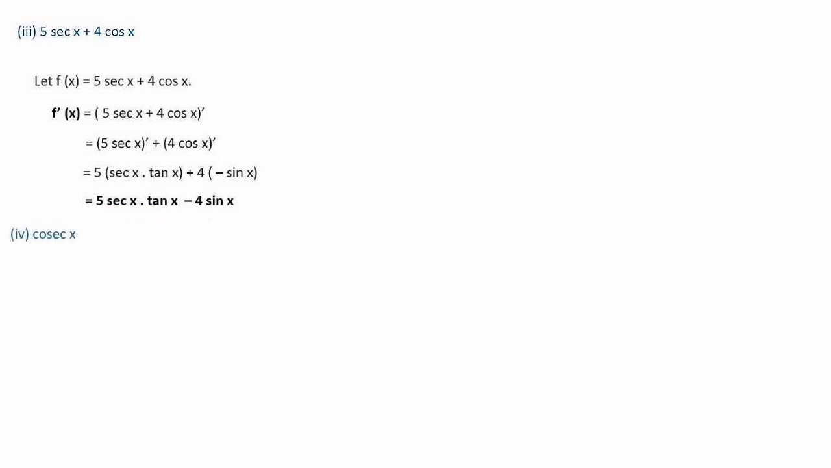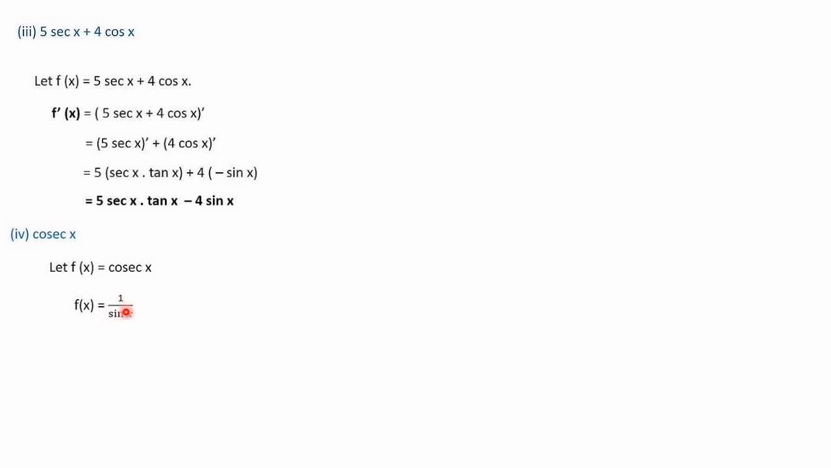Then move on to the fourth question, that is cosec x. For cosec x also we have the direct formula, but here we are not going to use the direct formula. We will calculate the derivative by using a different method. That is f of x is equal to cosec x. We know that cosec x we can write in the reciprocal form, that is 1 by sin x. f of x is equal to 1 by sin x we have written.